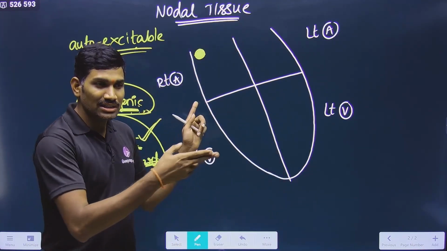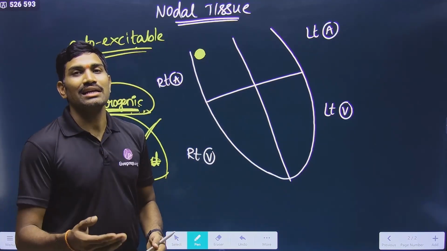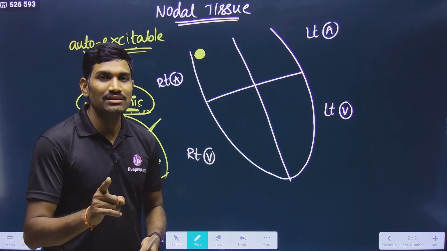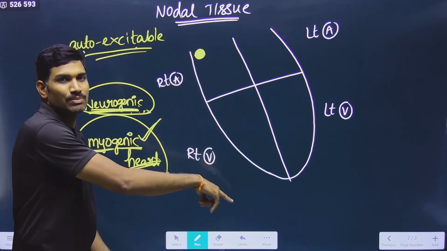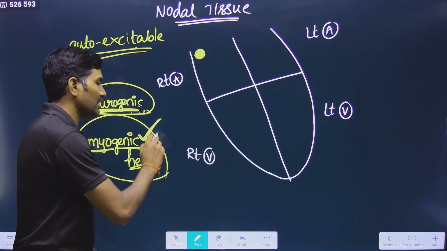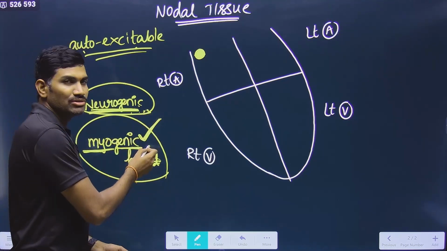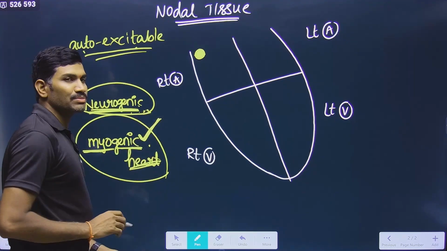Even though neural connections are removed, the heart is still able to contract and relax on its own. That means who is giving this information? It is the heart itself. That's why this type of heart is called a myogenic heart. And what type of heart does a human have, neurogenic or myogenic? A myogenic heart is present in humans.